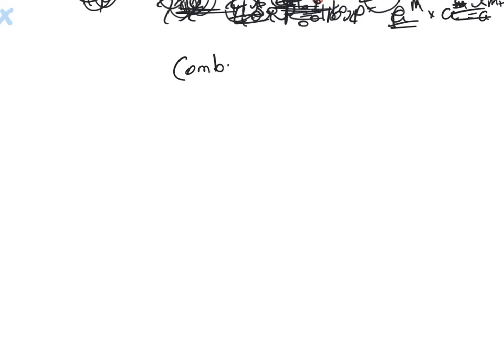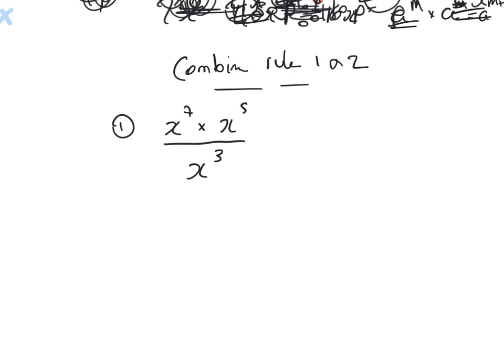Okay, next move, we're going to combine rule 1 and 2. A few examples of this and we'll be done. Example 1, we've got x to the 7 times x to the 5 divided by x to the 3. So we need to combine the rules. We do rule 1 first and add the powers because I'm multiplying, so it's going to be x to the 12 up top divided by x cubed. And now I can do rule 2, which is when you divide, you subtract. 12 take away 3 is 9, x to the 9.